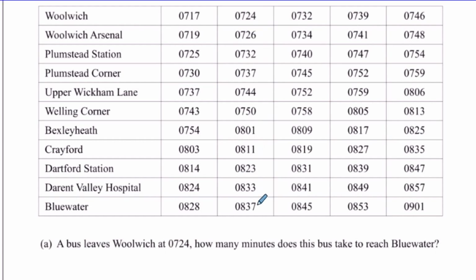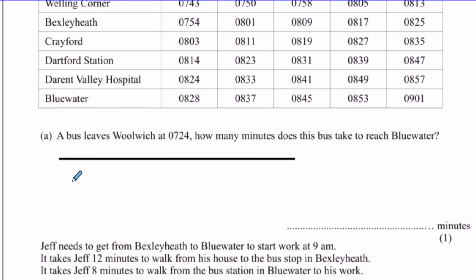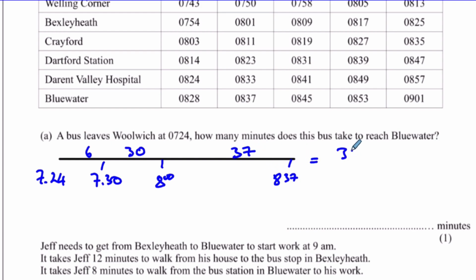If you're comfortable working with time, just subtract these. If not, do a timeline. So we start at 7:24. If we add 6 minutes, we get to 7:30. If we add 30 minutes, we get to 8 o'clock. The bus arrives at 8:37, so we have to add another 37. And if we add these up, we get 73 minutes. And the question says, how many minutes does this bus take? So the answer is 73 minutes.